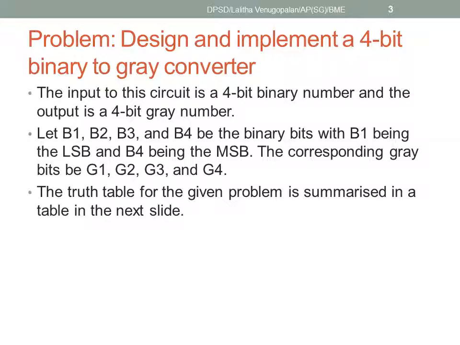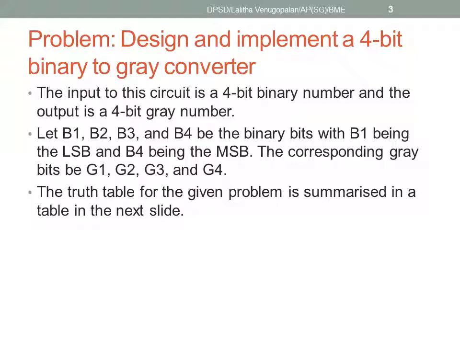So now I have a problem. I need to design and implement a 4-bit binary to gray converter. Let me assume that B1, B2, B3, and B4 are the four binary bits, with B1 being the least significant bit and B4 being the most significant bit. The corresponding gray bits would be G1, G2, G3, and G4, because if I have 4-bit binary, I'm going to get 4-bit gray. Again, G4 is the most significant gray bit and G1 is the least significant gray bit.